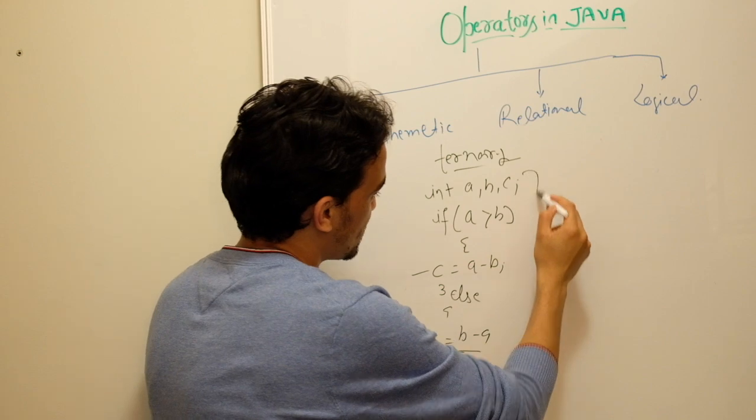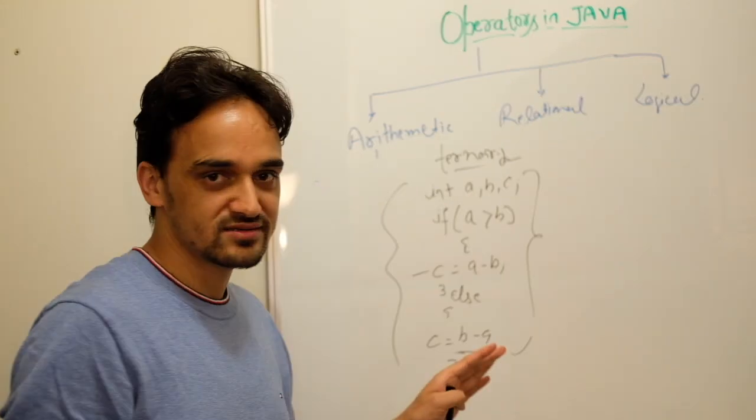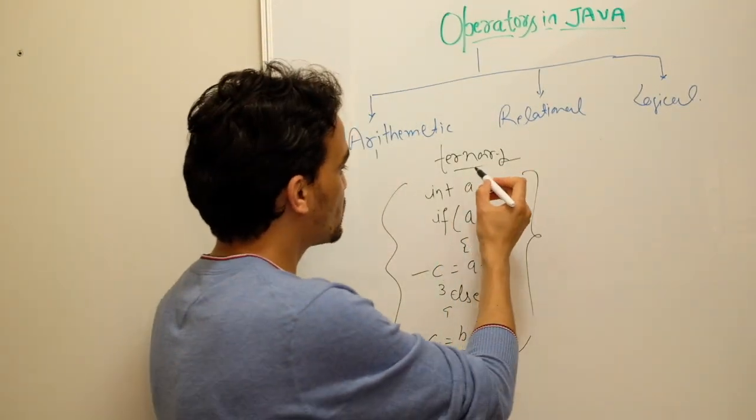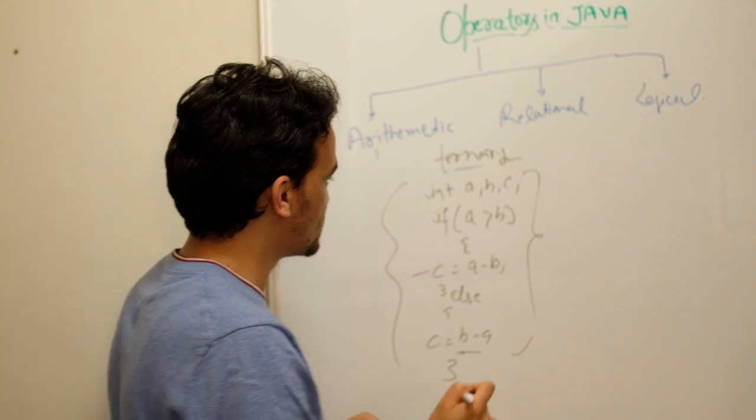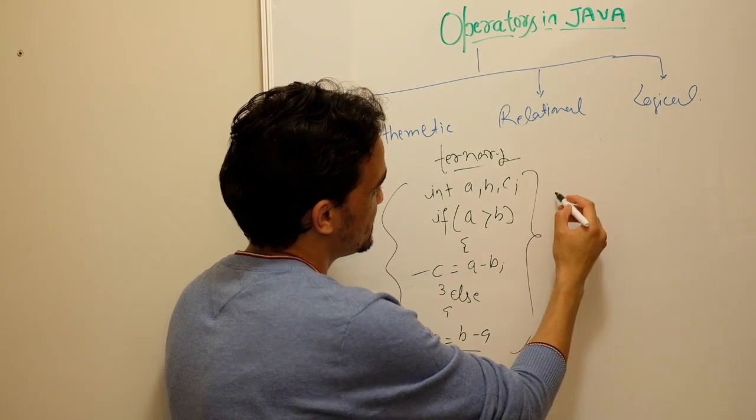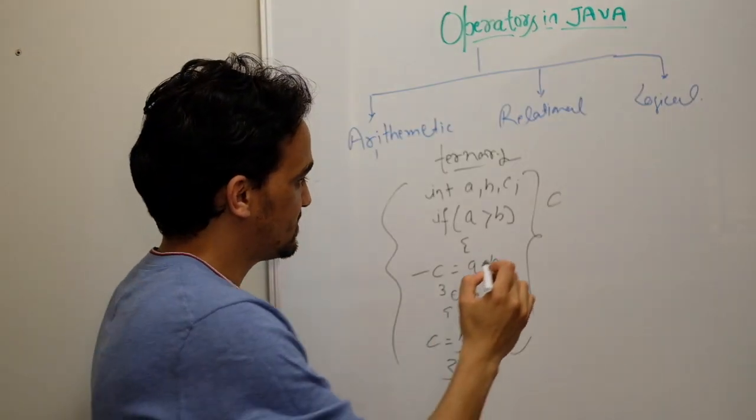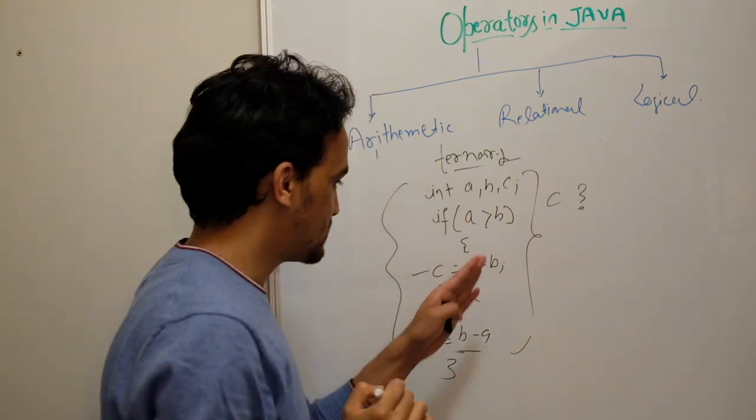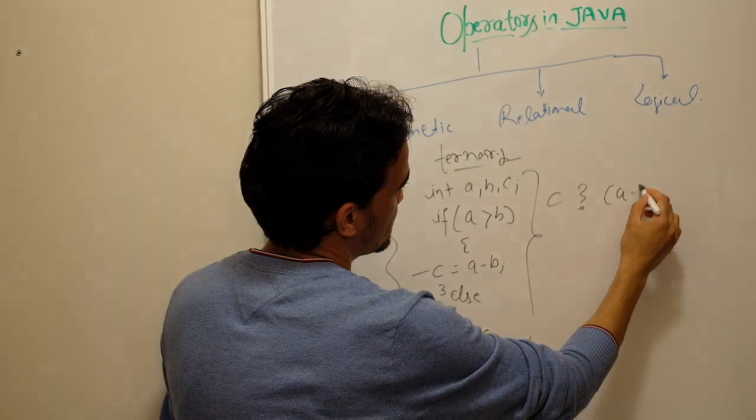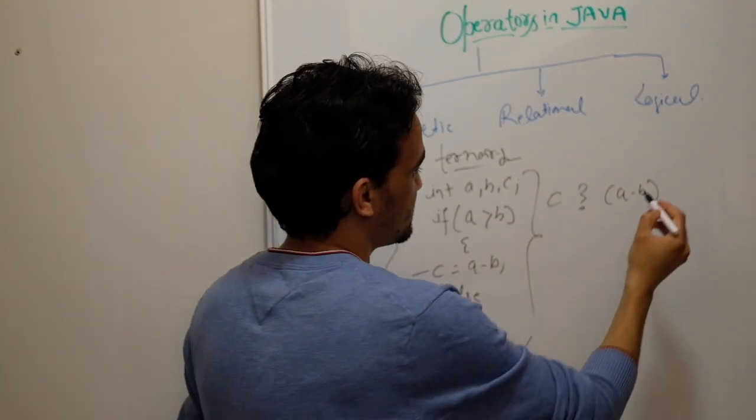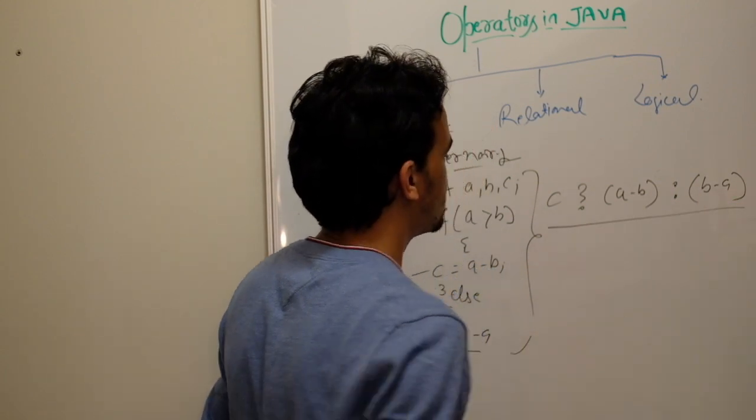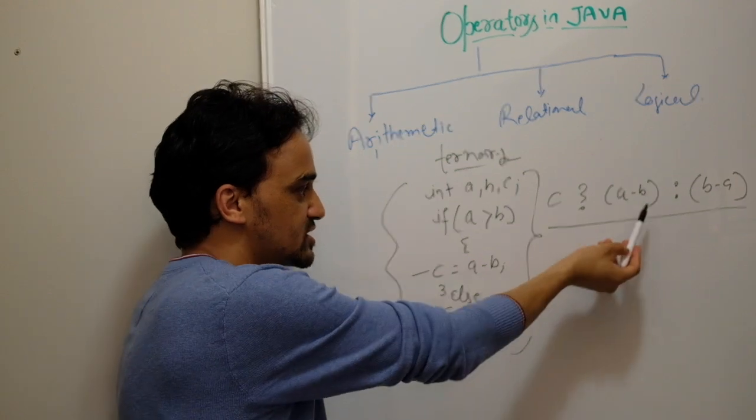So in order to not write this whole section and make it a single line, that can be done via the ternary operator. And the way we do that is like this, right? So what we do is we write C, question mark, and the value of the first, A minus B, and then if it is false, then B minus A. So this is how we write. This whole portion is just replaced with this.